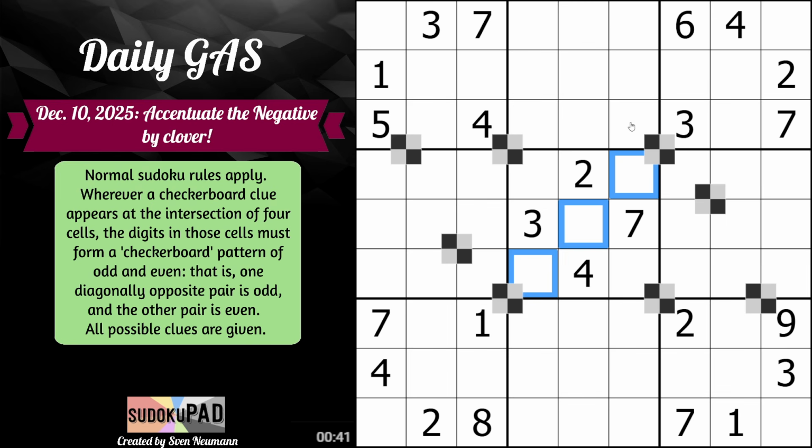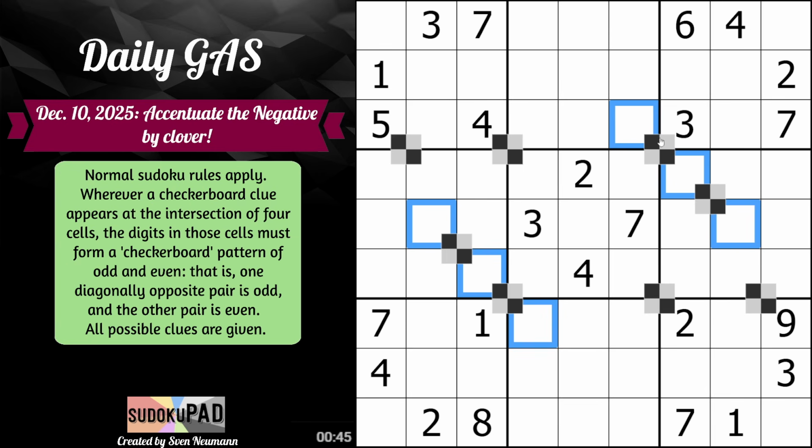Can we do better? Evens this way, evens this way. That means we'd have accounted for 3 of our even digits. This definitely has to be 1 or 9, right? This would have to be 3 or 5.